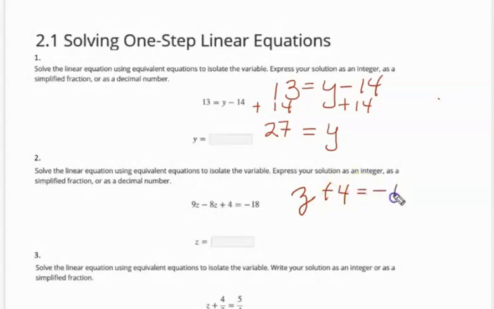equals a negative 18. All right, take a moment. What would you do to this side to isolate the variable? In this case, a letter z. Well, you're going to subtract 4 from this side, subtract 4 from that side, and you get z equals a negative 22. So some easy ones to start.